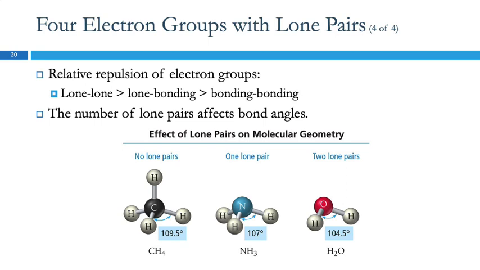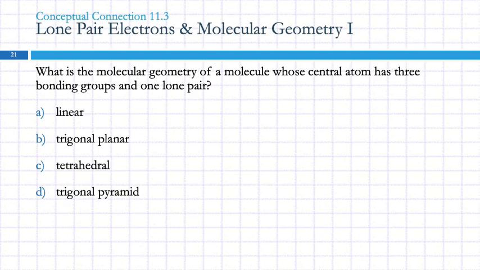So the more lone pairs, the smaller the angle. Yep, the more lone pairs, the smaller the angle. So what's the molecular geometry of a molecule whose central atom has 3 bonding groups and 1 lone pair? If it has 1 lone pair, it's gonna end up having 2, so then, no. Yeah, so trigonal pyramid is the correct answer.